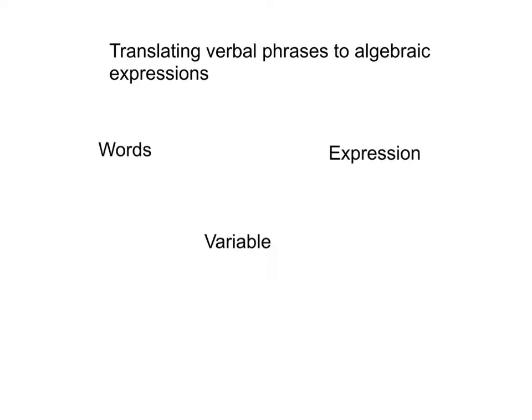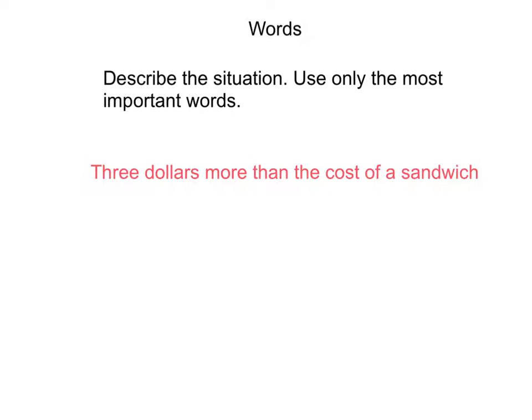There are 3 steps involved when writing algebraic expressions. When we are trying to translate from a verbal expression to an algebraic expression, we first begin with reading the words, we then define a variable, and then we write out the expression to solve. When translating phrases into algebraic expressions, the first step is words, and this is where you describe the situation using only the most important words.